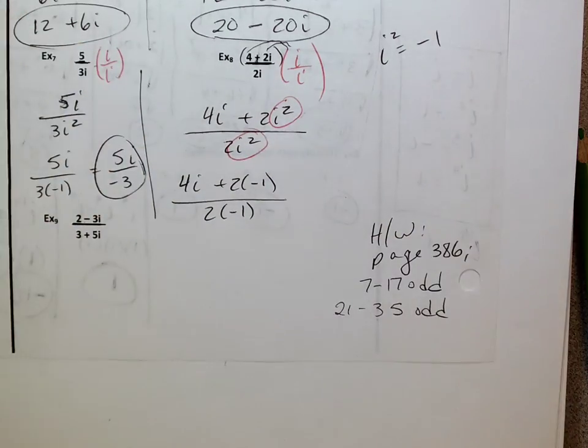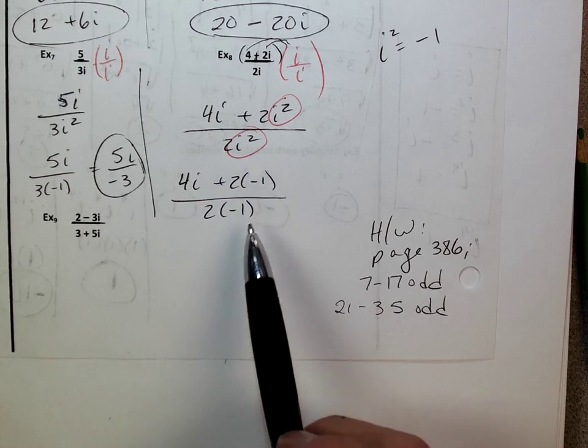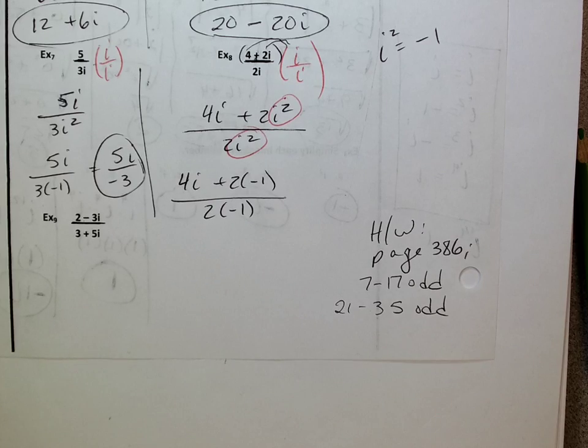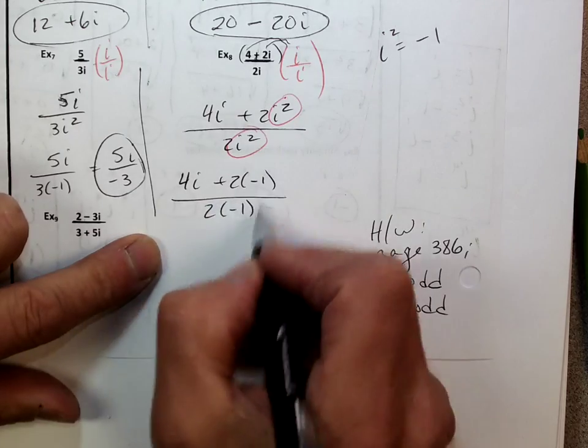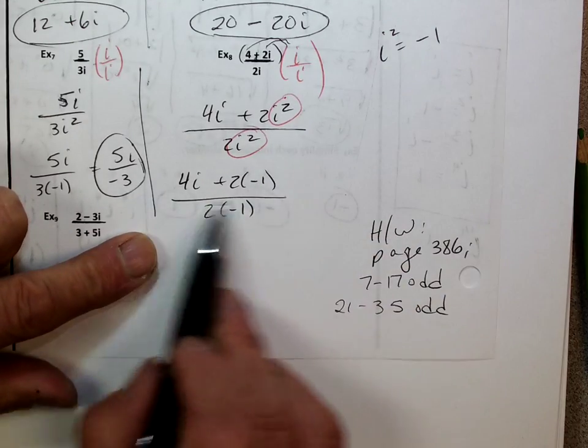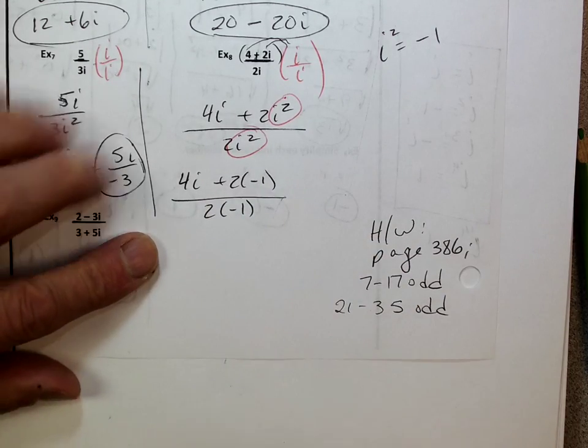Okay, now all of a sudden the i is out of the bottom. Remember we said we couldn't have an i in the denominator. We got rid of the i in the denominator. It's gone, but we just need to simplify this, okay? So let's fix this. If I do, I'd have to cancel here. Great question. You'd have to cancel both, and you can't cancel both.